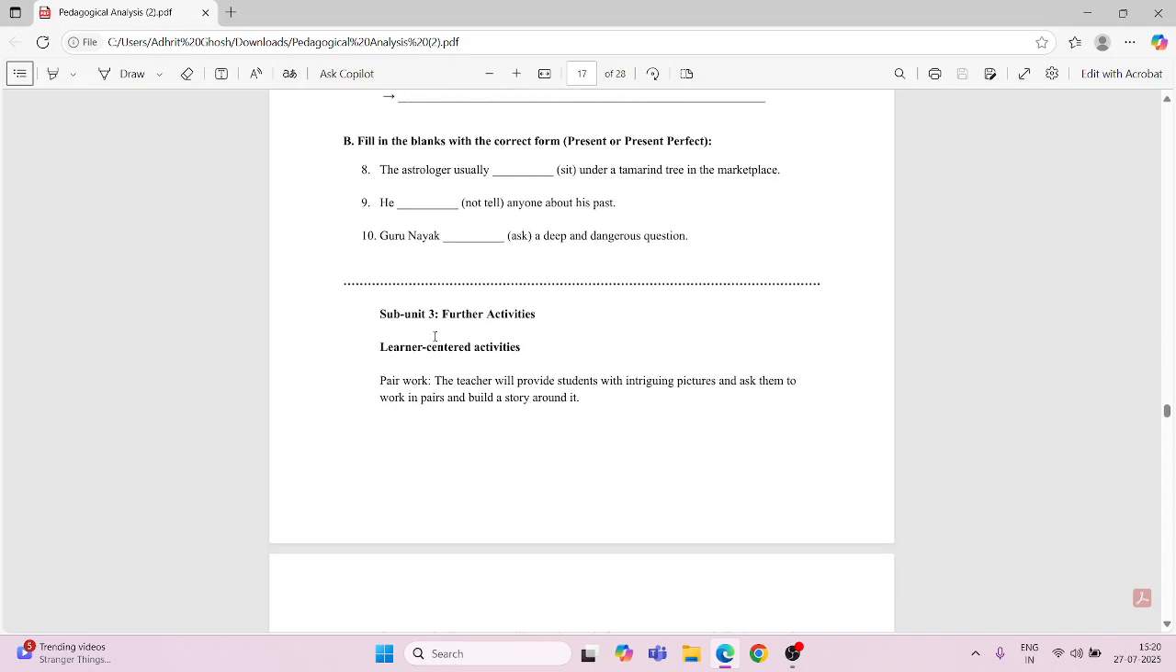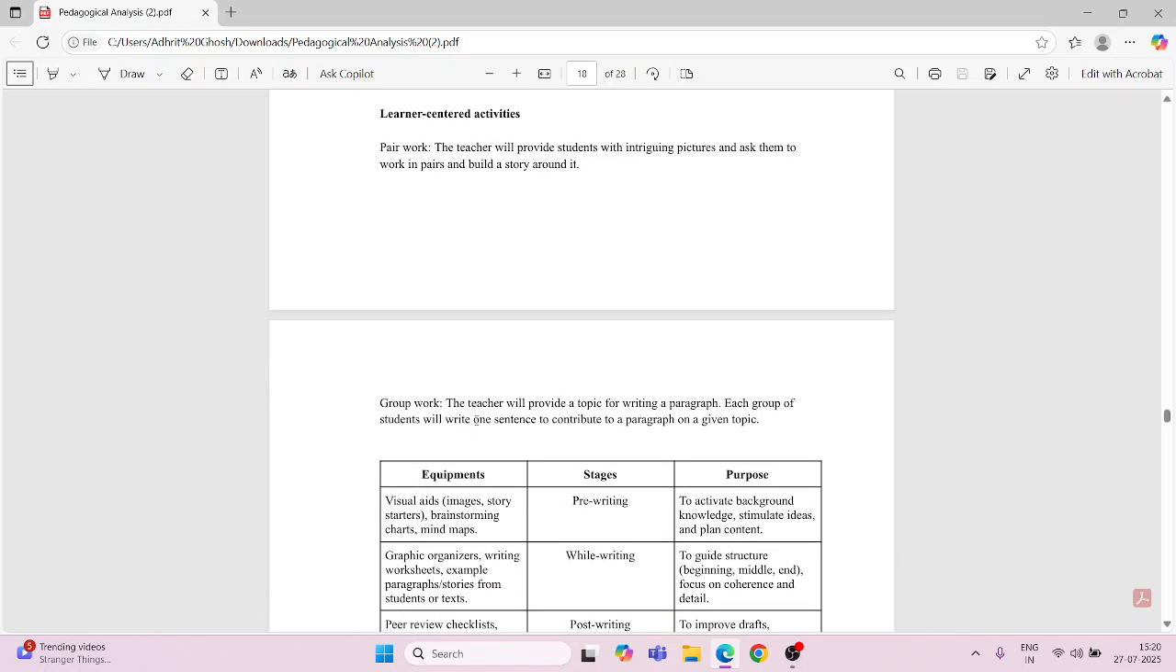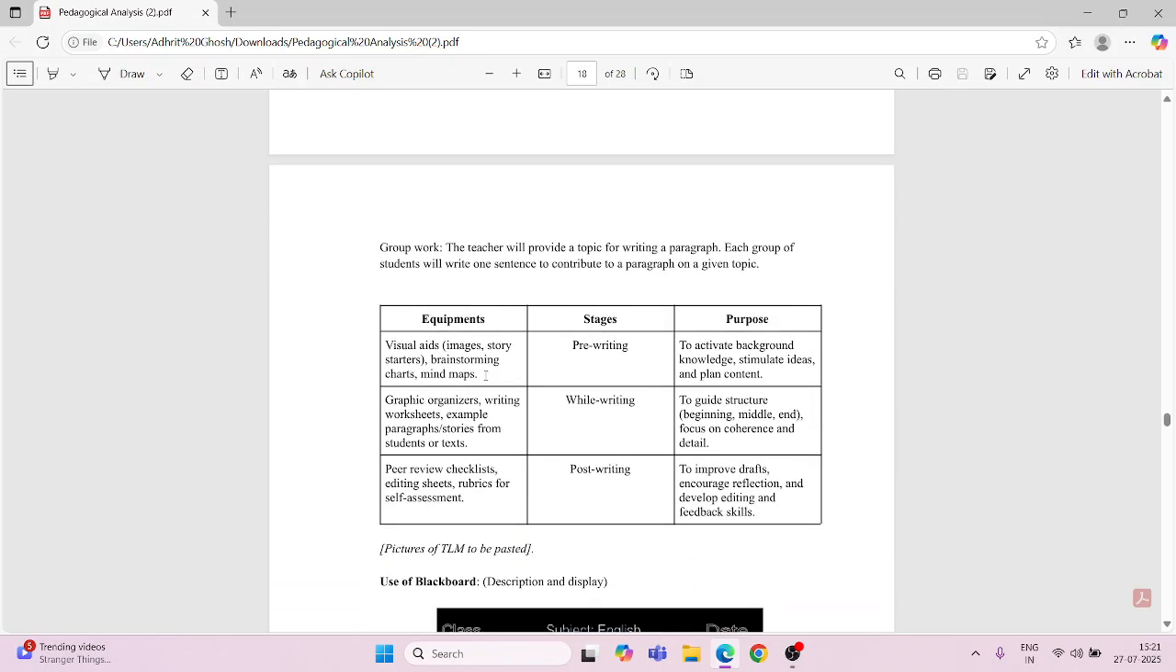Then we have the third subunit, that is further activities. Here again, we note down learner-centered activities, that is pair work, group work, or whatever. You can have any other strategy to be used, any other learner-centered activity. Brainstorming or whatever you want, you can do. Then equipment, stages, and purpose in the pre-writing, while-writing, and post-writing stages.